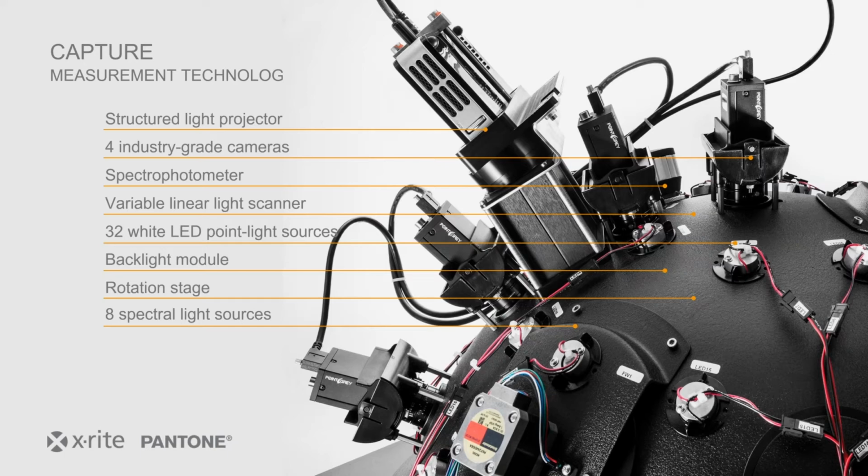32 white LED point light sources, so those are turning on and off to show how light interacts with the material at different angles. Backlight module, that's used to do anything with transparency. Rotation stage to get the different views from different angles, and the 8 spectral light filter wheels. So those are what are used to actually do the spectral color measurement, similar to our spectrophotometers.